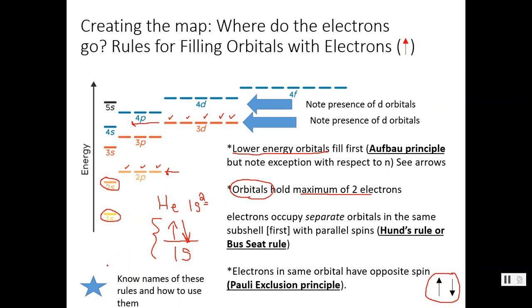Okay. So these are the 3 rules that you need to keep in mind when drawing orbital diagrams, along with having your periodic table handy. In the next video, we're going to do several examples of how to draw orbital diagrams for particular atoms.